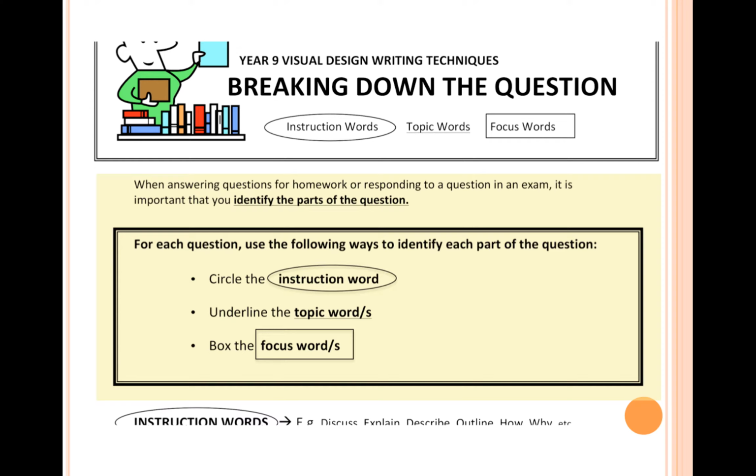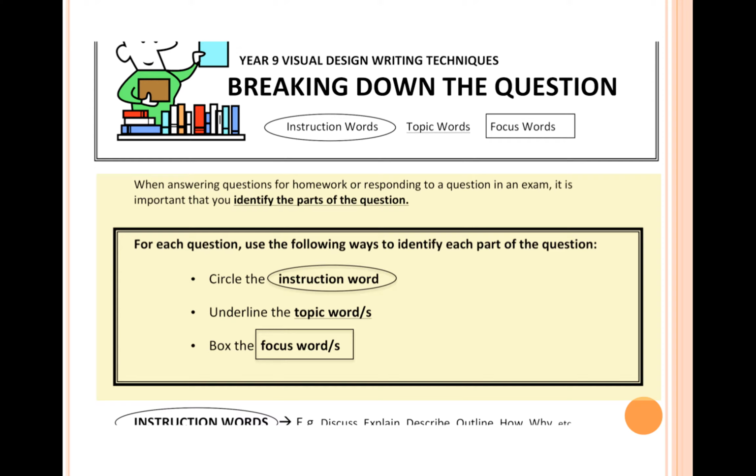Instruction words. Basically, instruction words are description words that tell you how you should be answering the question. Now, I have also given you in Google Classroom a worksheet of different instruction questions and what it's actually asking you to do.